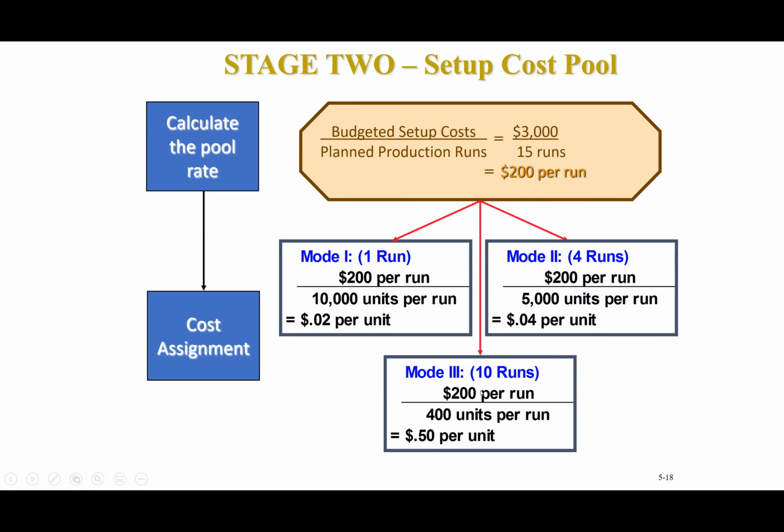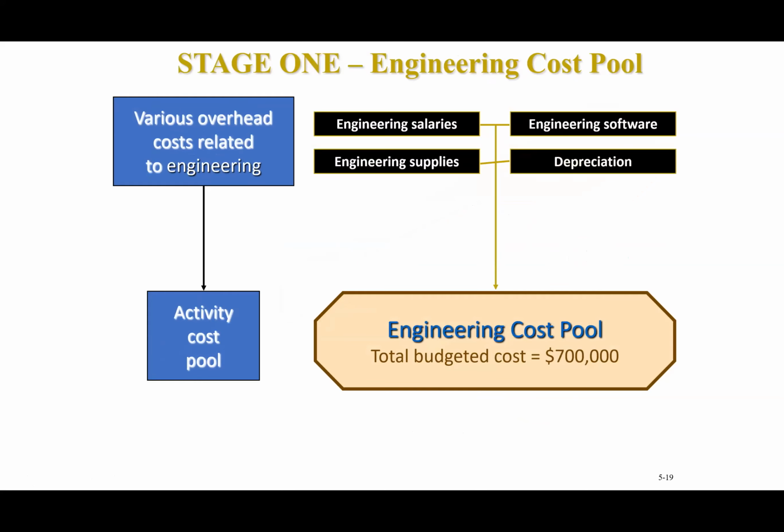Same logic for Model 3. Each run, we can only produce 4,000 units, so $200 per run, and then we were able to produce 400 units of Model 3. Therefore, 200 divided by 400, that's 50 cents per unit for Model 3 in terms of setup costs. All right. So let's move on to the next, engineering costs.